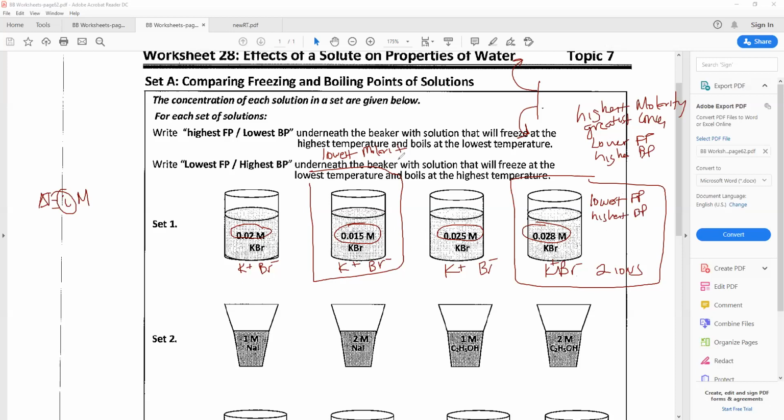Now, the one that has the lowest molarity is going to be the reverse. It's not going to have the lowest freezing point and the highest boiling point. It's going to have what? The highest freezing point and the lowest boiling point. Let's move on to the next one.